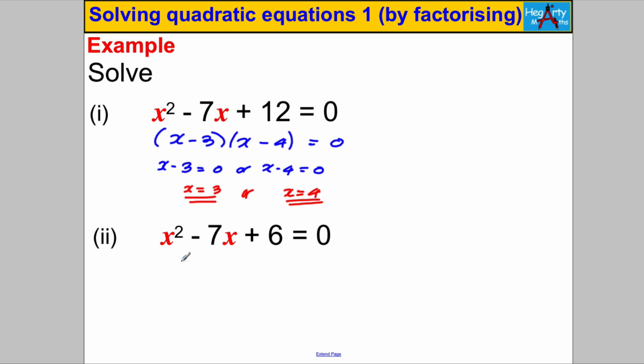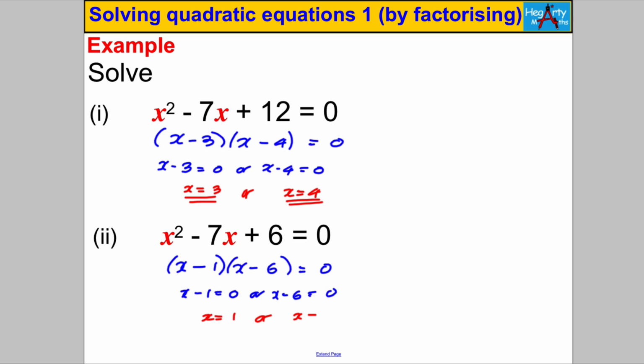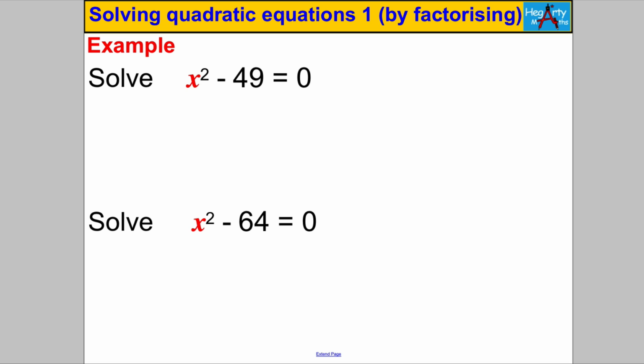This one here, factorize. I'm going to get x subtract 1, x subtract 6 is equal to 0. Therefore, x subtract 1 is 0, or x subtract 6 is 0. Adding 1 to both sides here, x is 1. Or adding 6 here to both sides, x is equal to 6. And there are your two answers for that one. Next one's pause, have a go.